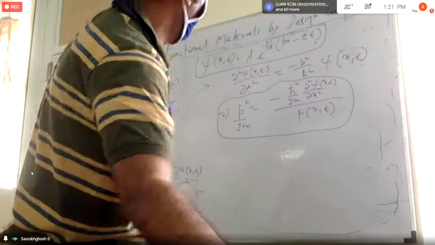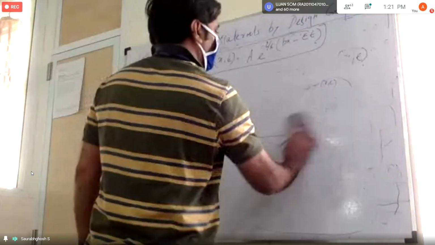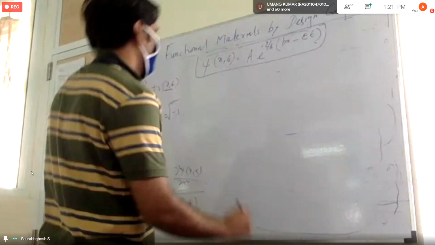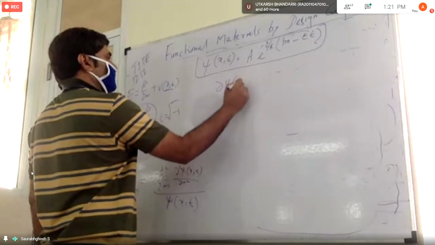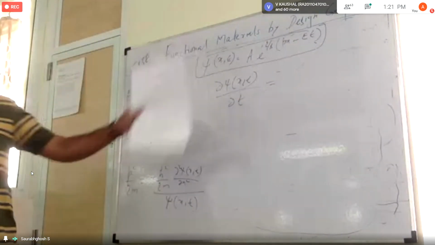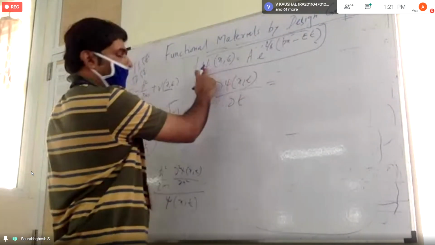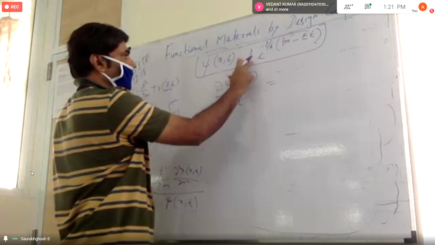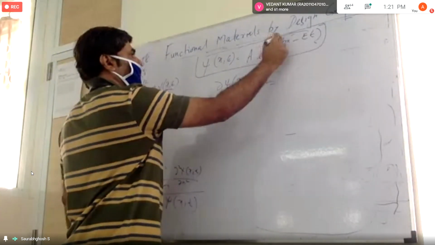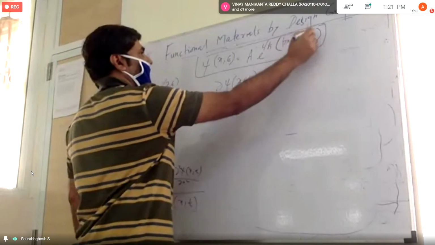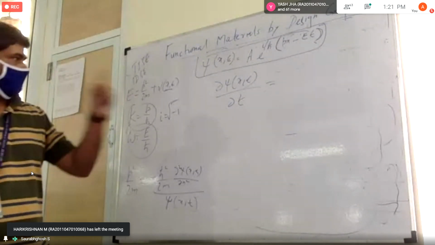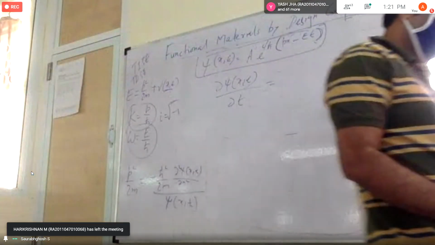Okay. Now differentiate this equation with respect to time. Can anyone derive this equation with respect to time? Tell me, del psi(x,t) by del t. Can anyone perform this? So psi(x,t) is equal to A e to the power i by h cut, (px minus Et). Differentiate this wave function with respect to time.